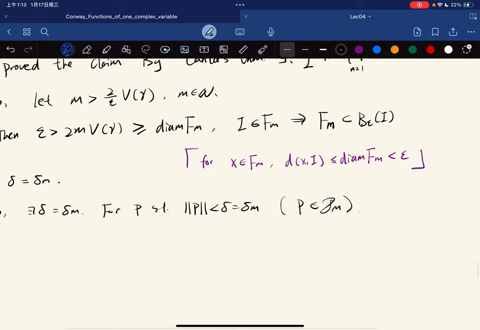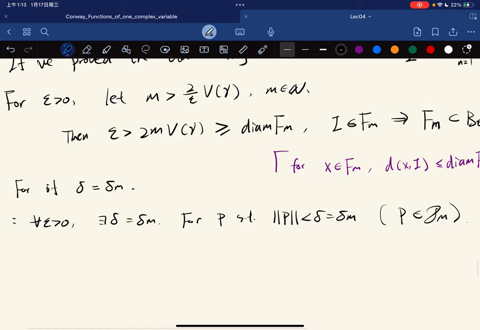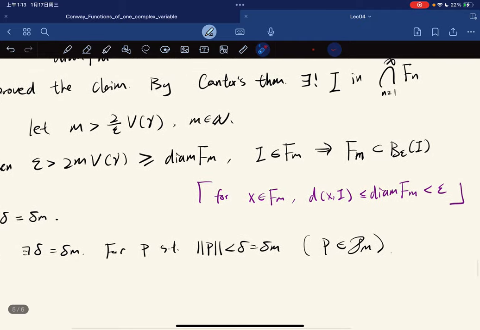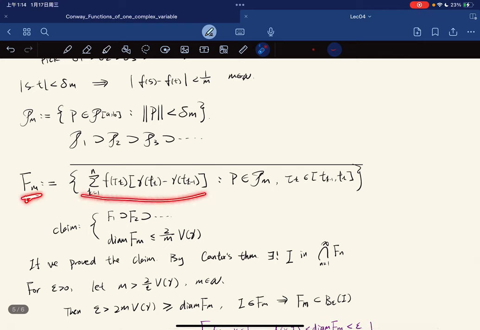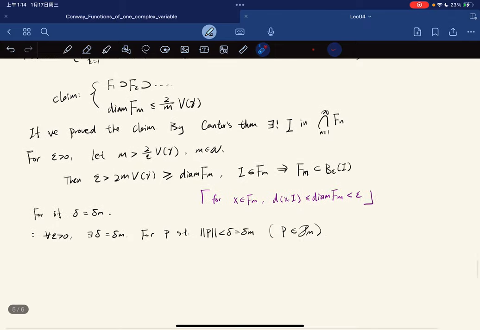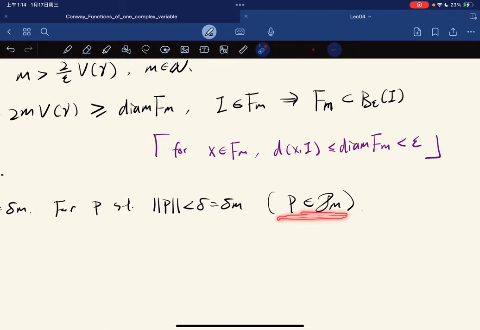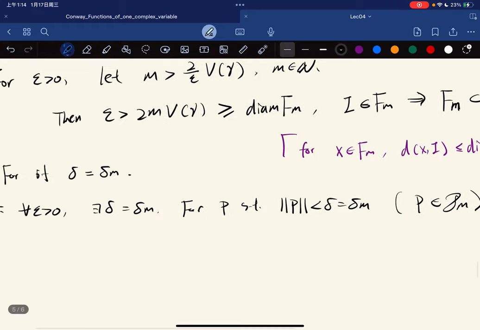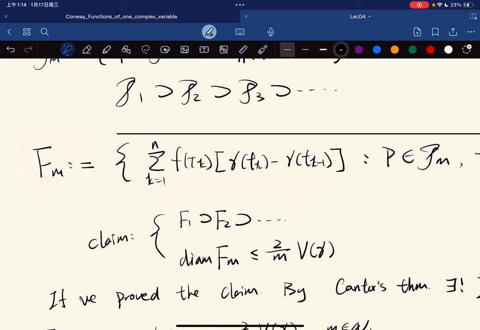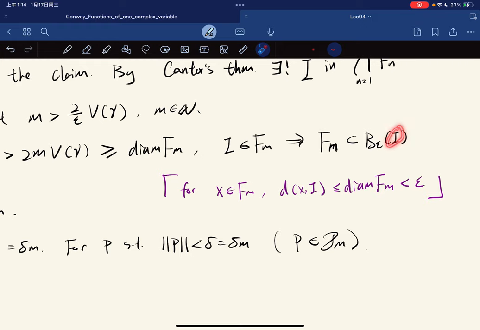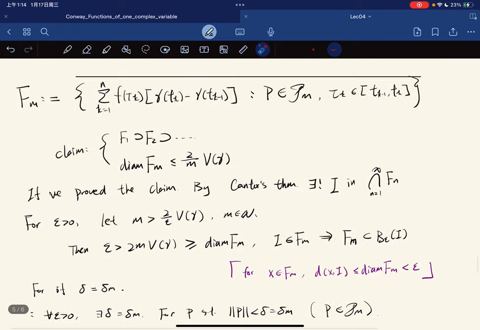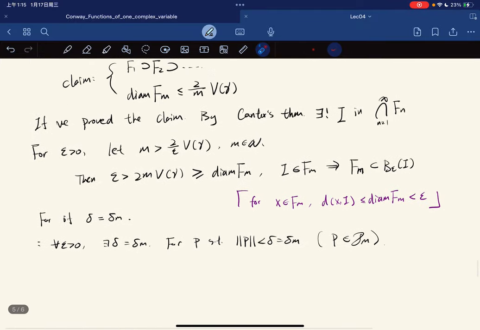Now for any elements in F_m, F_m is defined to be the set of all such sums where the partition is in P_m. If we pick any partition belonging to P_m, the corresponding element in F_m, which is the corresponding sum, we must have that the sum and I are epsilon close. Because if the mesh is less than delta_m, this m is taken such that we have this.